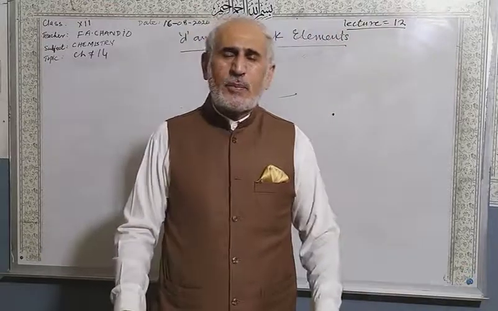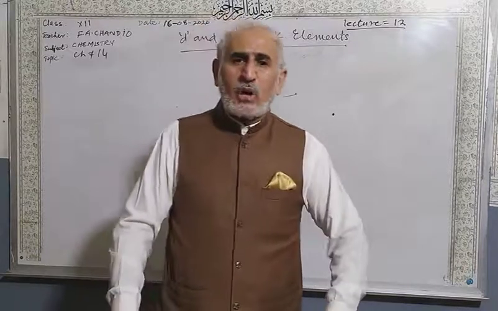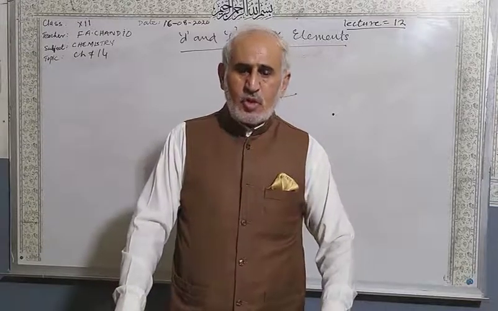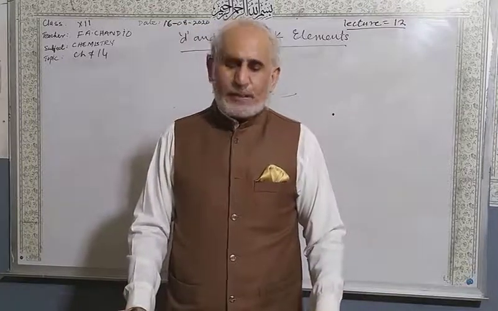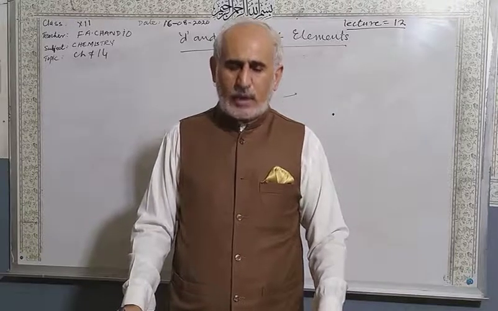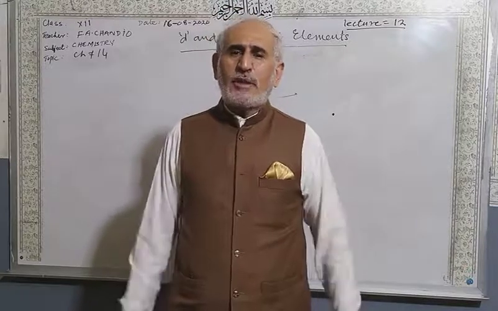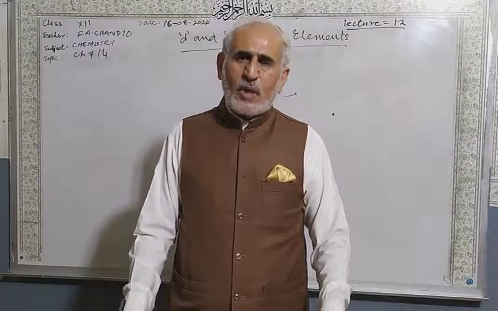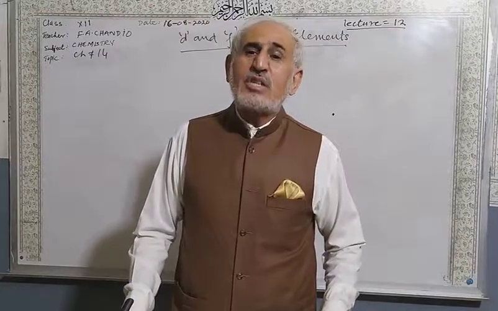There are 4 blocks in the periodic table: S block or S series, P block or P series, D block or D series, F block or F series. If you visit the periodic table, and this portion is given in your book also, so in this chapter we study D and F series, D or F block elements, and they are very important. D block elements are called outer transition elements. F block elements are called inner transition elements. So we will study transition elements.